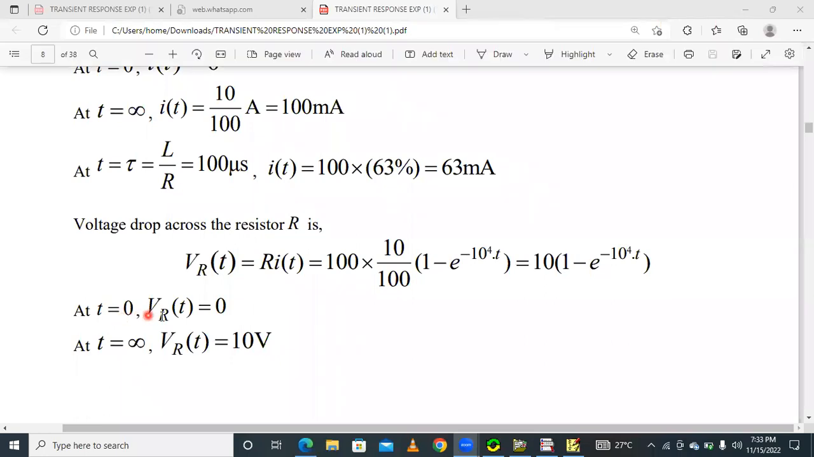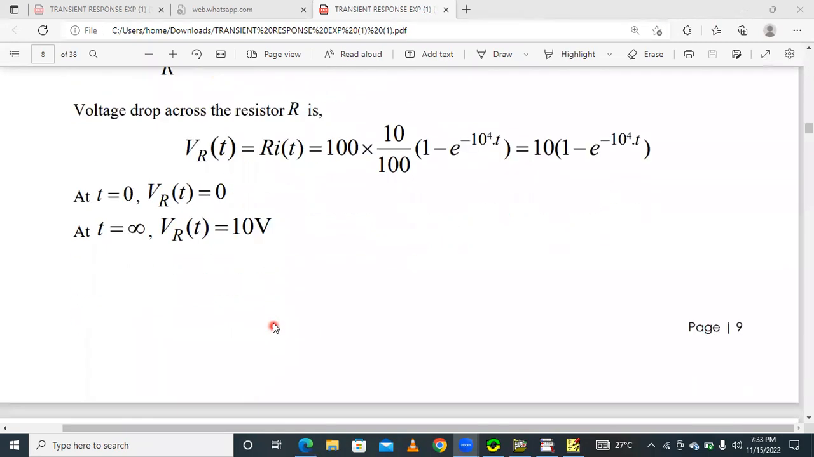At t equal to 0, VR of t is equal to 0, by substituting t equal to 0 here: 10 into (1 minus 1). And at t equal to infinity, VR of t is equal to 10 volts. Okay, this is the expression for the voltage drop across the resistor.